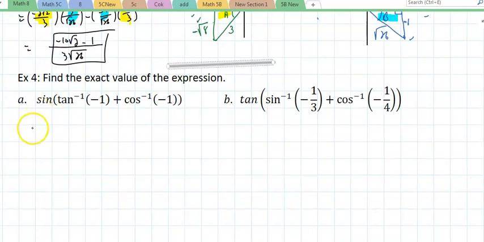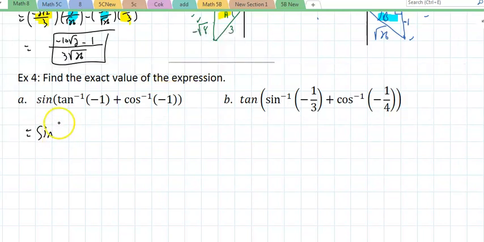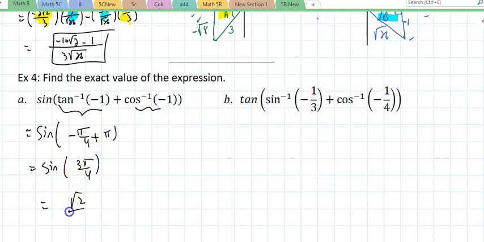If I look at this problem, I would say this is the sine of inverse tangent. We said that was negative pi over 4, from where cosine equals 1 at pi. This is the sine of 3 pi over 4. I know the value is radical 2 over 2. Is it positive or negative? 3 pi over 4, in the second quadrant, we're all positive.